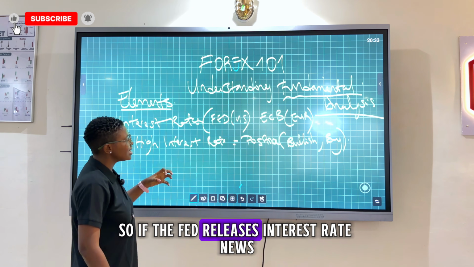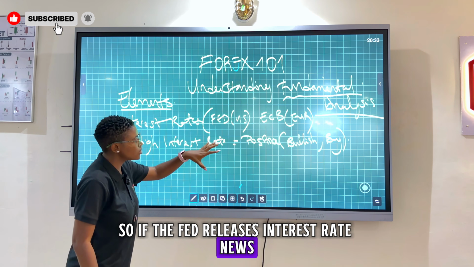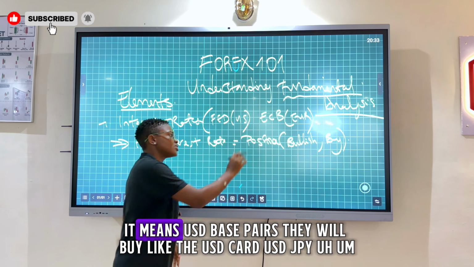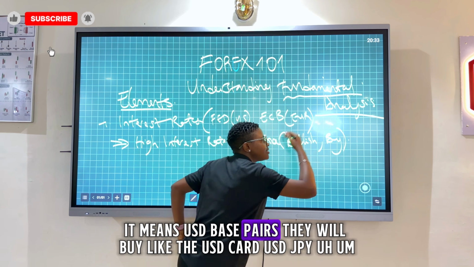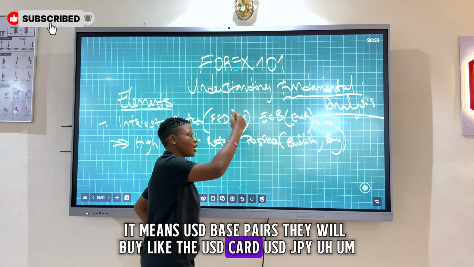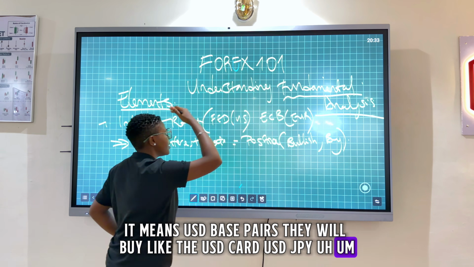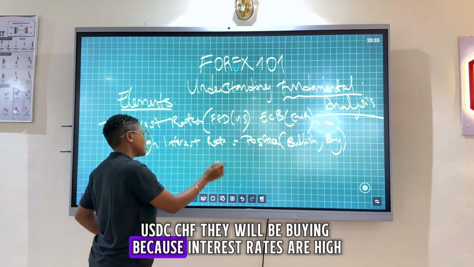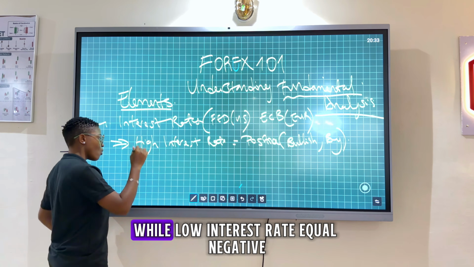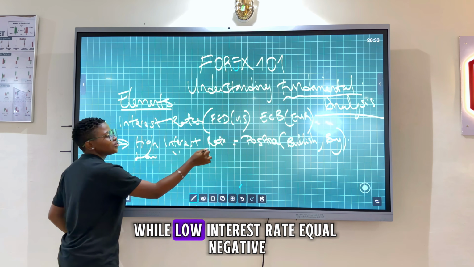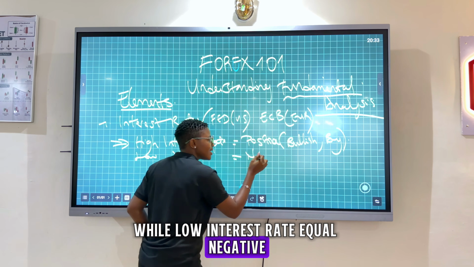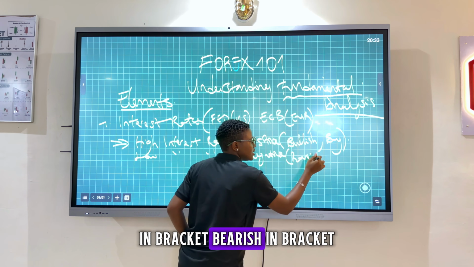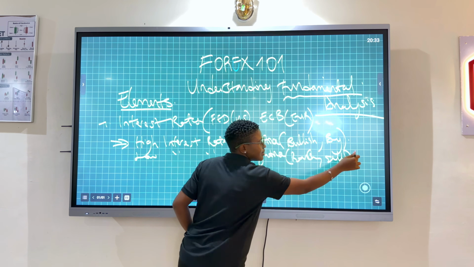So if the Fed releases interest rate news and interest rates are higher this month, it means USD based pairs, like USD CAD, USD JPY, USD CHF, they will be buying because interest rates are high, while low interest rate equal negative, in bracket bearish, in bracket sell.